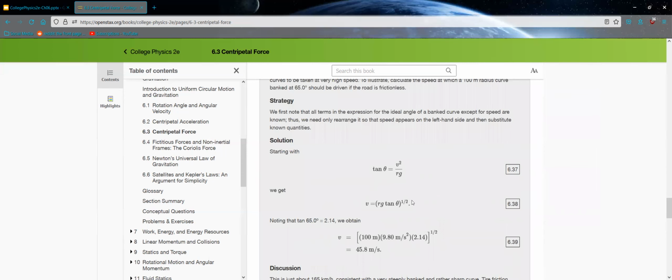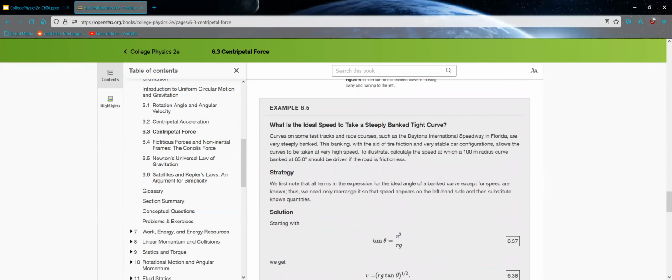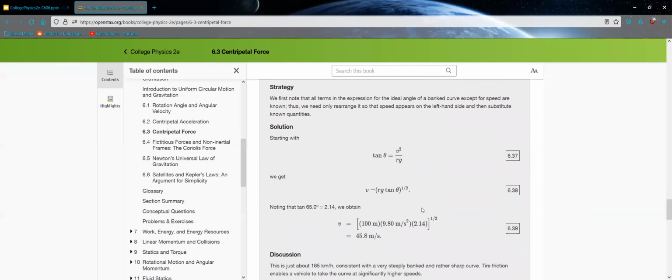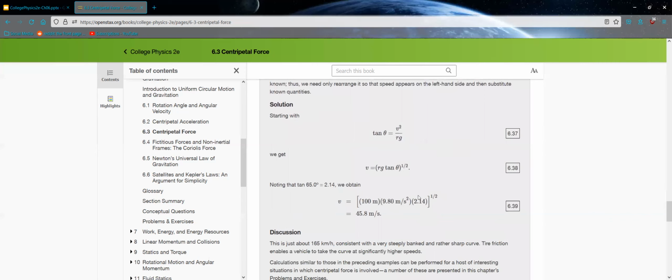So I take that equation and I want to know the speed at which I can go around this corner, given a 100-meter radius and 65 degrees. And I put in the stuff I know. I know my radius, I know gravity, I know my degree, and I can solve it out: about 45 meters per second, which, think back to what we talked about before, is pretty fast.